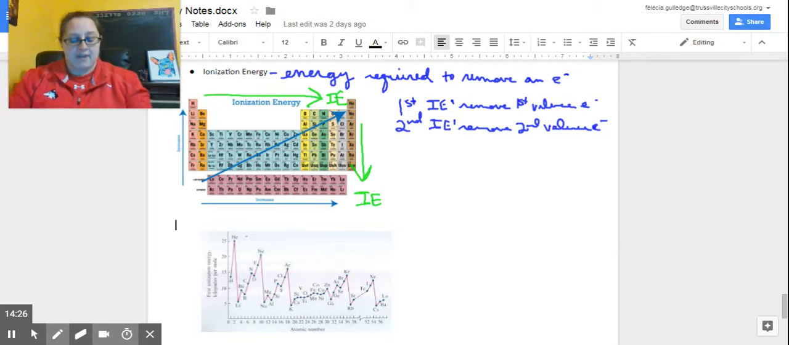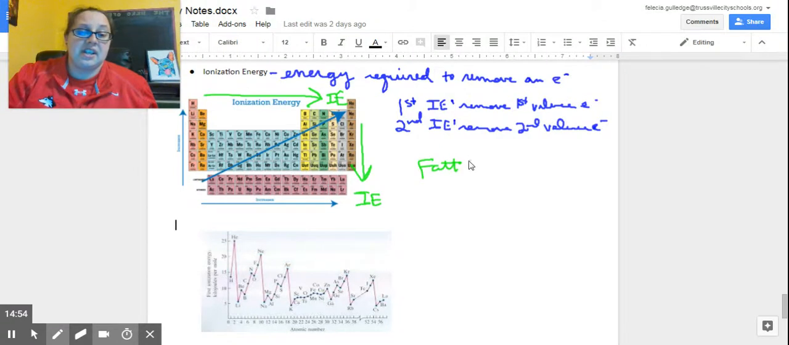Now, think about it. If I want to remove an electron, I have something that is very tightly attracted, a large force of attraction. Is it going to require a lot of energy to remove that valence electron, or is it going to take a little bit? Well, hopefully you answered right. It's going to take a lot of energy to remove that valence electron. And that's what ionization energy is. So if my force of attraction goes up, then my ionization energy goes up as well. Therefore, that means more energy is required to remove the electron.